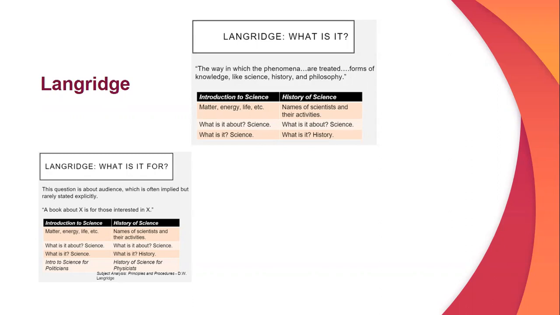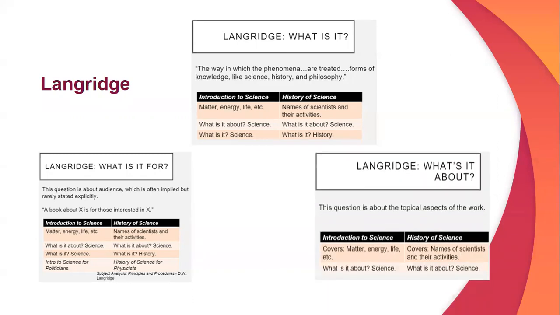What is it about? Or what is it? This question is about the topical aspects of the work. And what is it for? This is a question that addresses the discipline of the work, the uses of a document, and maybe to whom it is addressed. The answer to what is it for may particularly affect the choice of the classification.